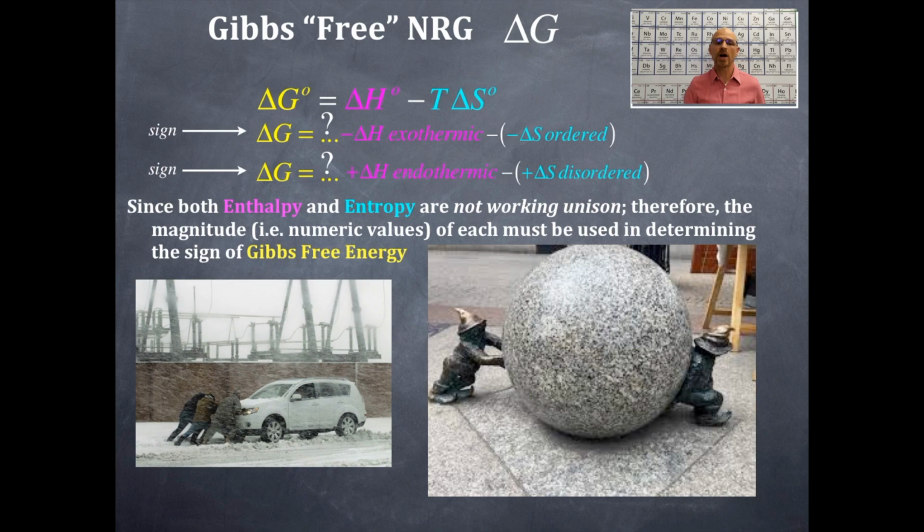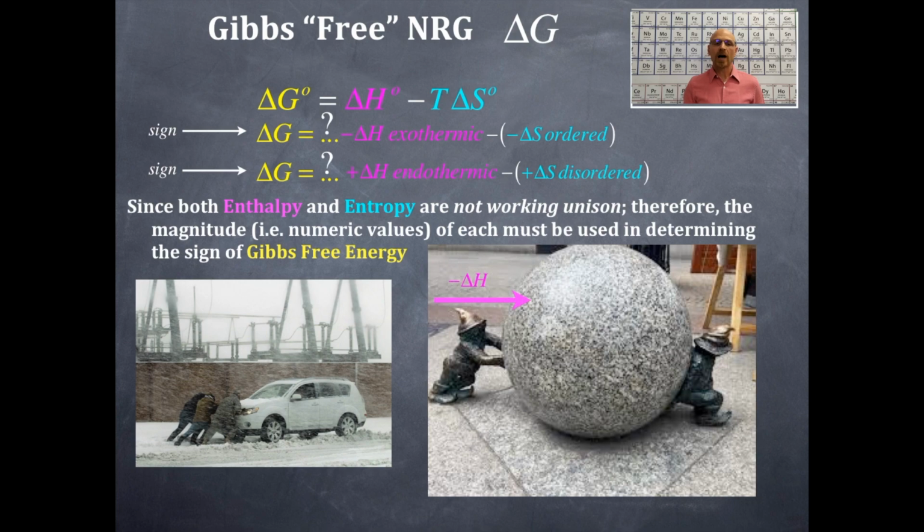Same with these two gnomes. These two gnomes here are pushing in opposite directions for this round boulder. One gnome is pushing on it front ways and going in one direction. The other gnome is pushing on it back ways and going in the opposite direction. So which gnome wins? Well, the strongest one. Which person, in the car or outside, wins? Well, the one having more energy pushing.